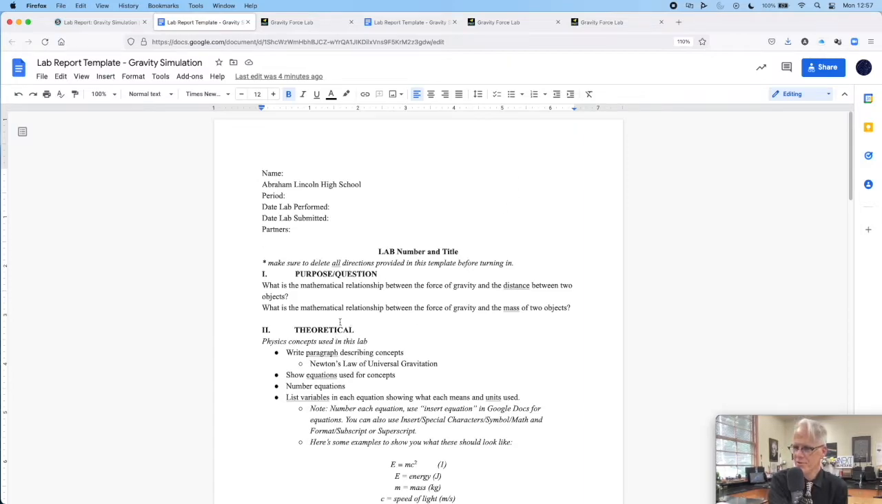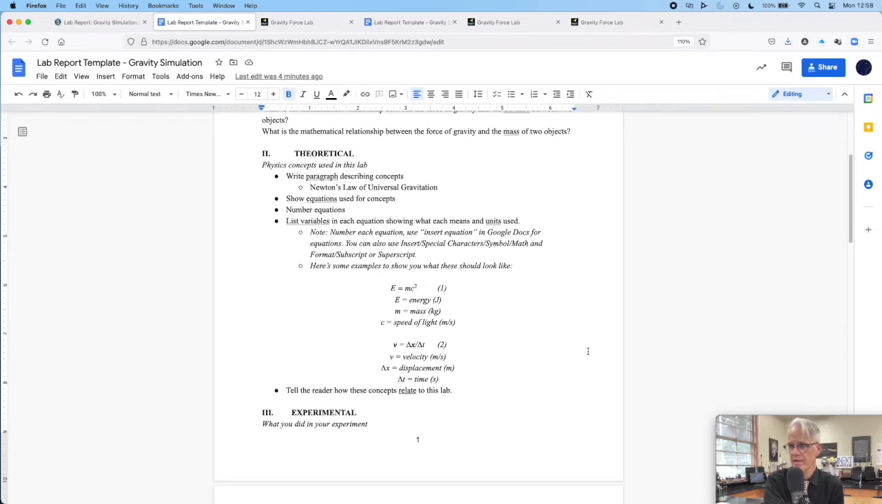Our part 2, the theoretical, we're going to simply describe Newton's law of universal gravitation. Go back to the video notes on gravitation to fill out this part here. With the equations, there'll be just one equation for that. And then tell us how the concepts relate to this lab.